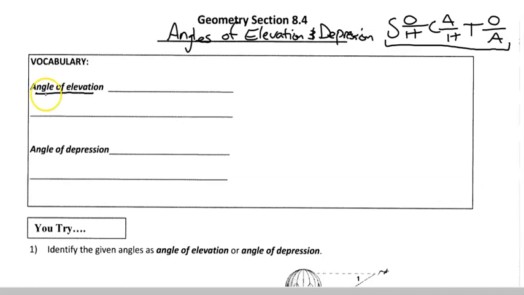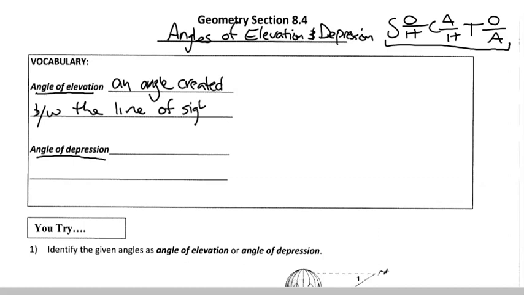We use these terms angle of elevation and angle of depression, and all that is talking about the line of sight when you are looking up or you are looking down. So an angle of elevation is an angle created between the line of sight and a horizontal line when looking up.